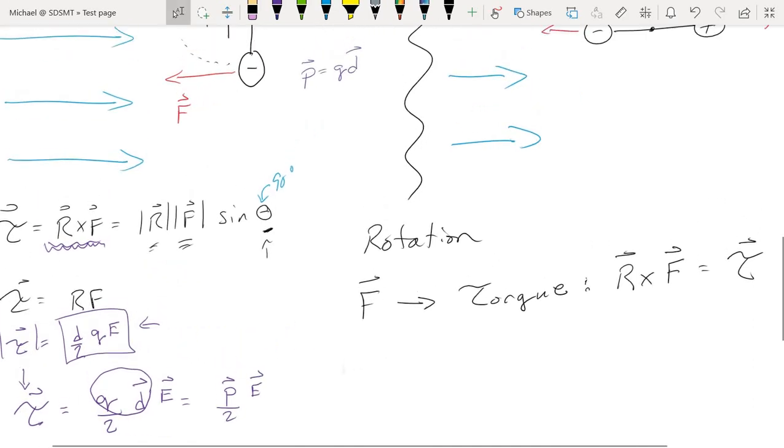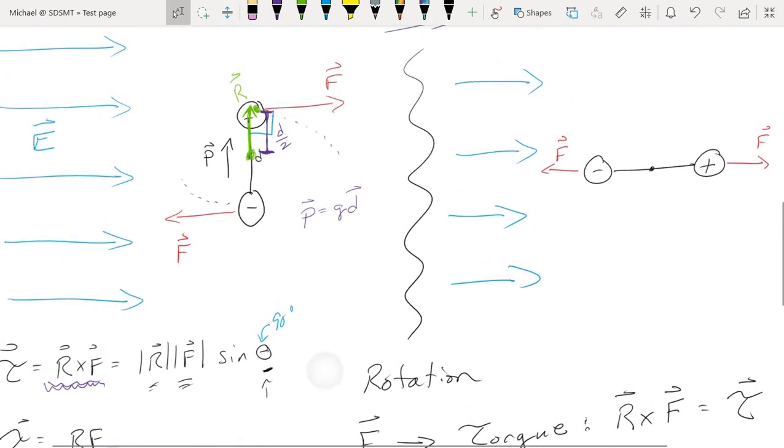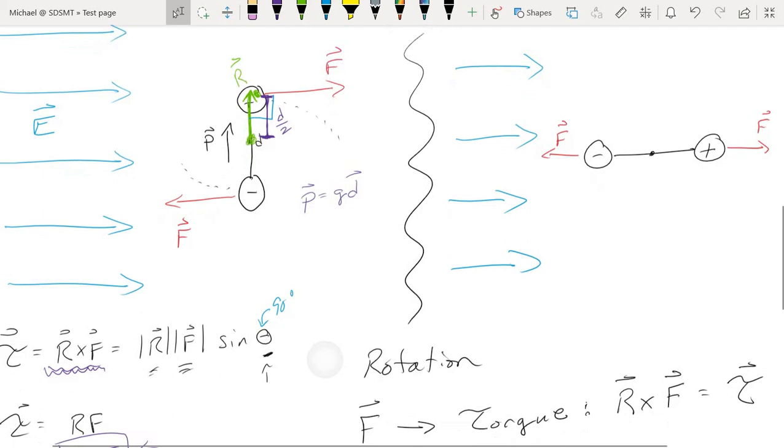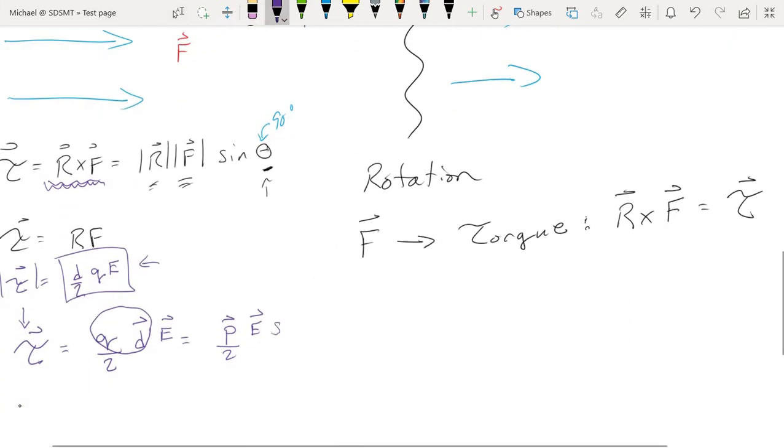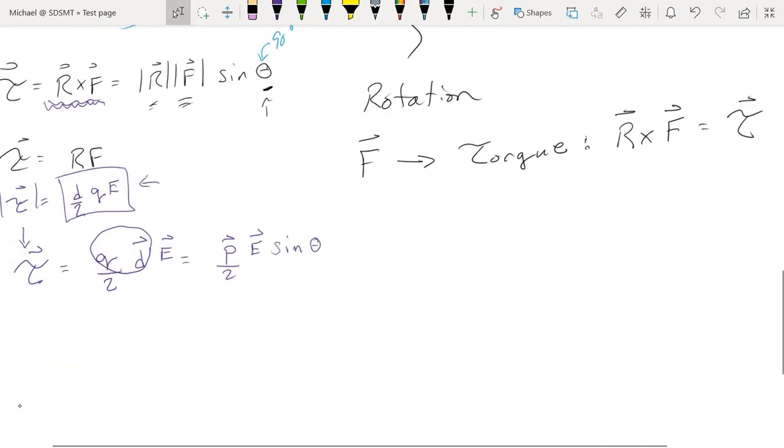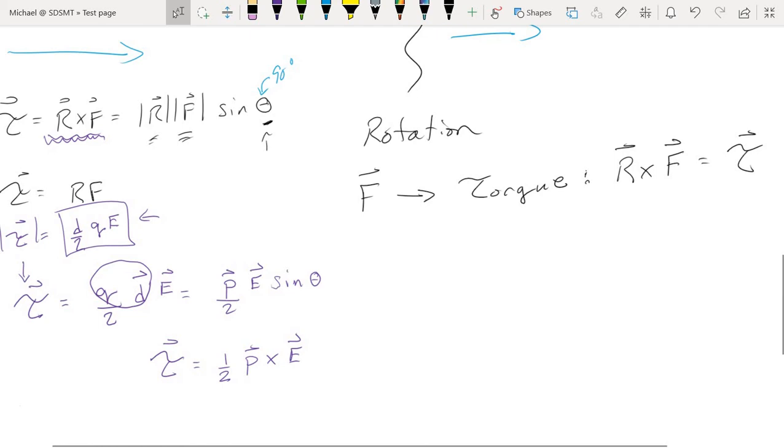And if we look at the angle relationship between P and E, P is pointing straight up, E is pointing to the right. That's the same angle relationship of 90 degrees as what we had for the radial vector and the force vector. And so we can get away with using the same sine theta relationship. And now we have a torque expression that says half of the cross product between P and E would provide us the same torque expression.